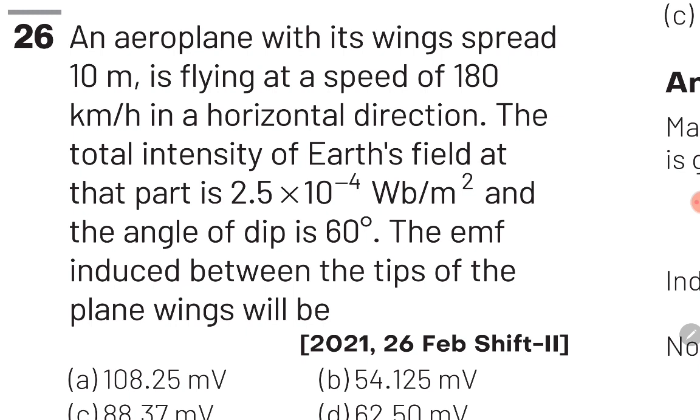Guys, here the angle of dip of Earth's magnetic field is given as 60 degrees. So if we multiply Earth's magnetic field by sin theta, it will become the vertical component of Earth's magnetic field. This vertical component of Earth's magnetic field will be perpendicular to the velocity of the aeroplane. So guys, in summary, we need to use the formula motional EMF is equal to BLV sin theta, and this question will be solved. Let's observe this in the solution in the next slide.